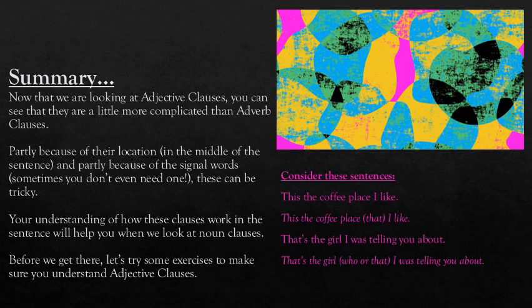Yes, a little bit tricky, and partly because of their location. These are now in the middle of the sentence. And the signal words are a little bit tricky because sometimes you don't even need one. So you can look for the signal word to identify the clause, but that's not going to help you if there's no signal word there. You really need to know how these clauses work in the sentence, and you really need to be able to identify the subject, verb, and object in the independent and in the dependent clause.